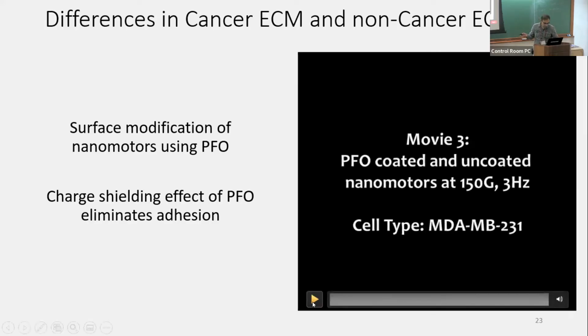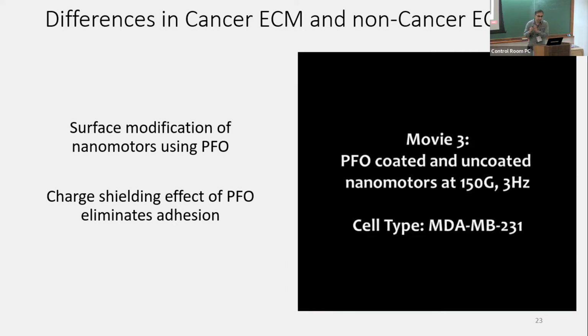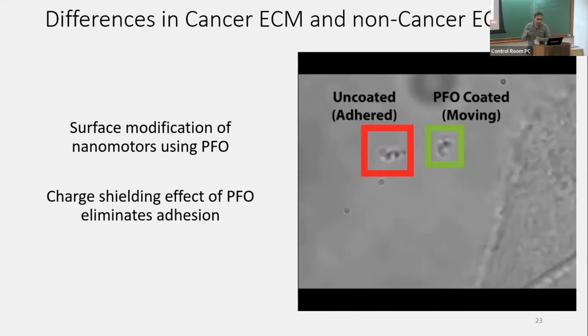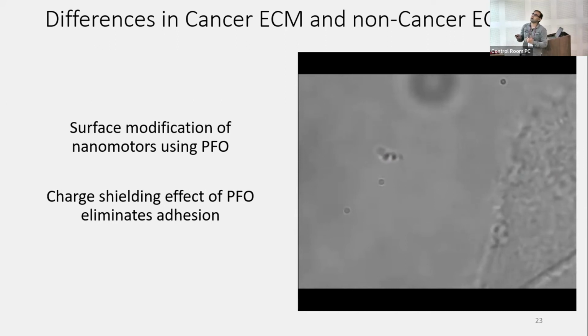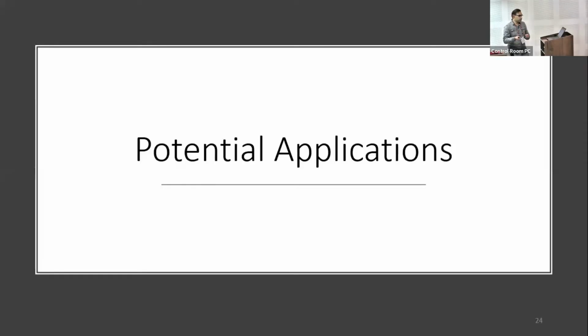Yeah, so this was the hypothesis that the charge of the sialic acid is what's causing these guys to stick near the cancer cell, and therefore we did a control experiment where one of the nanomotors was not coated and the other was coated with something called PFO, which is a charge shielding molecule. You can see that the charge-shielded nanomotor keeps on probing the cancer cell vicinity, whereas the uncoated nanomotor is always stuck. So this proves that sialic acid and the charge is causing all the problem.